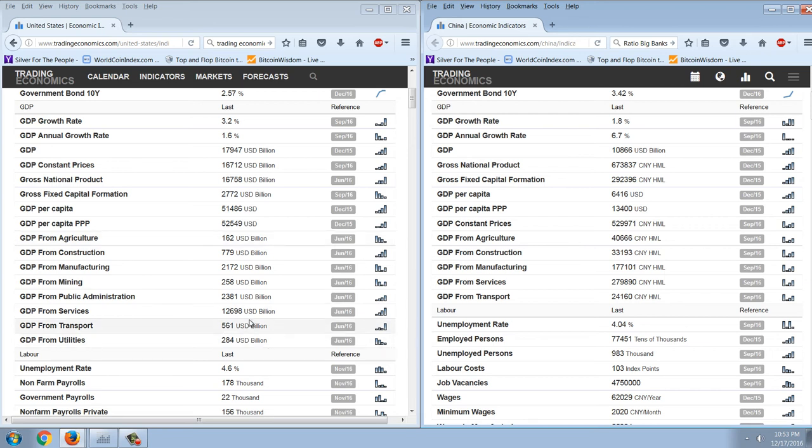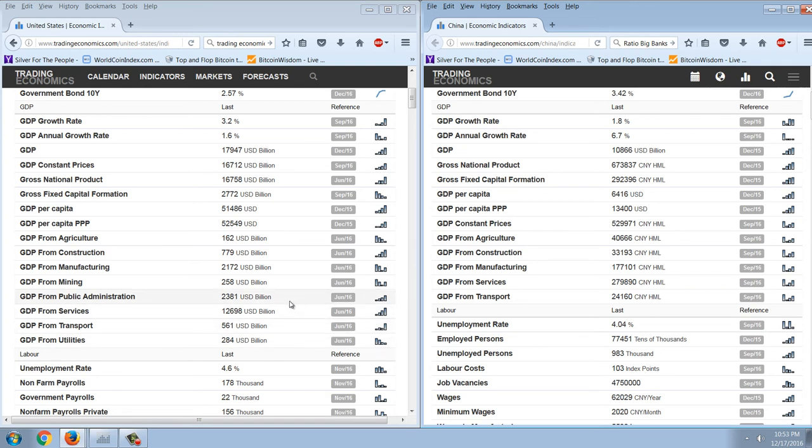But look at the biggies here. Services, 12,700. Add that to public administration, we've got 15,000. So I think you can see from this how out of balance the U.S. economy is, as far as a bunch of paper pushers and government workers.